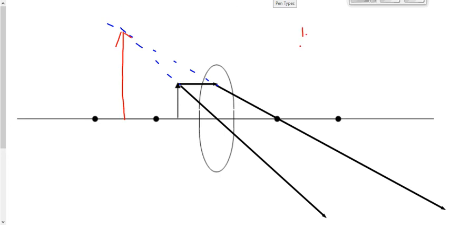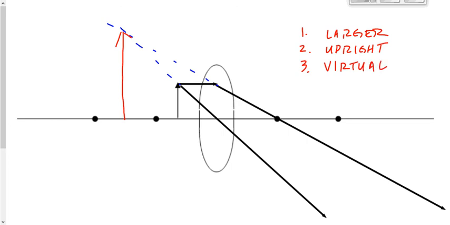How does that image compare to the object? Is the image, the red, bigger or smaller than the object? It's bigger, it's larger. And 2, is it upright or inverted? It's upright. And 3, is it real or is it virtual? It's virtual, which means we cannot project it onto a screen. We can see it, but in order to see it, we have to physically look through the lens like a magnifying glass in order to see it.